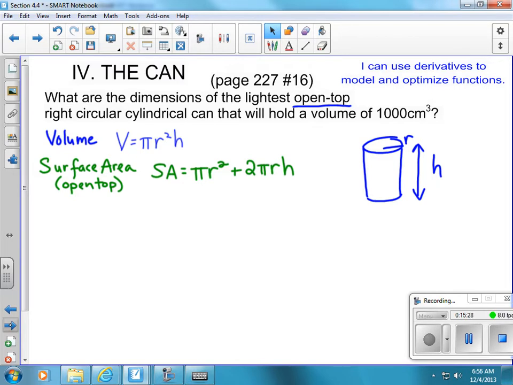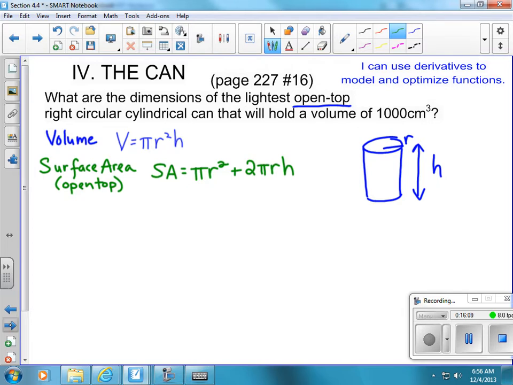I said this is my height and this is my radius, and the volume of the can is pi r squared h. All right, the surface area of that can with an open top is pi r squared, that covers the bottom, plus 2 pi rh, that covers all the sides. So we're going to use these two equations, and we want to do what? Lightest open top that will hold a volume of 1,000. All right, so the lightest can means we have the smallest surface area, because that's what's going to cost money, is the materials to make the surface.